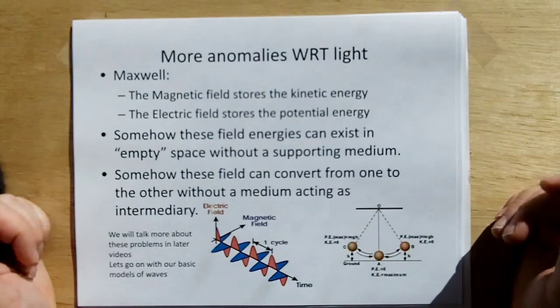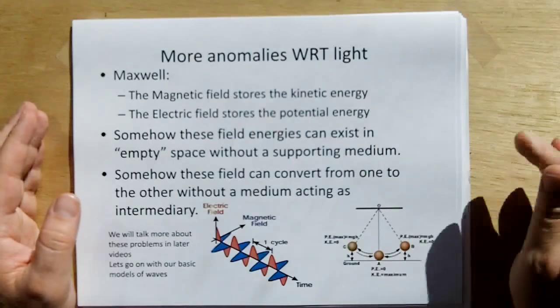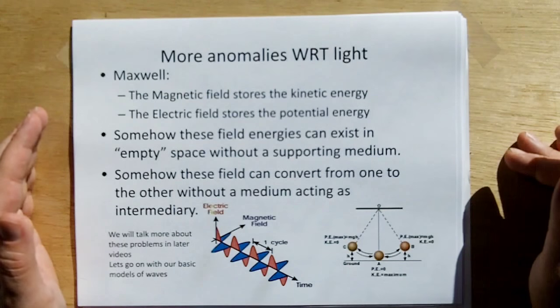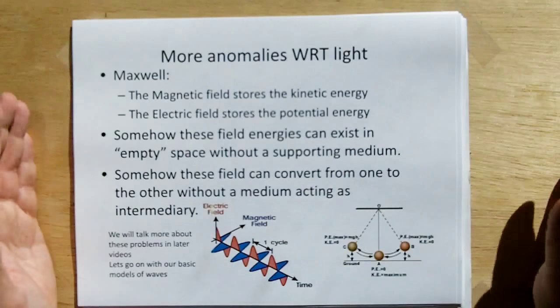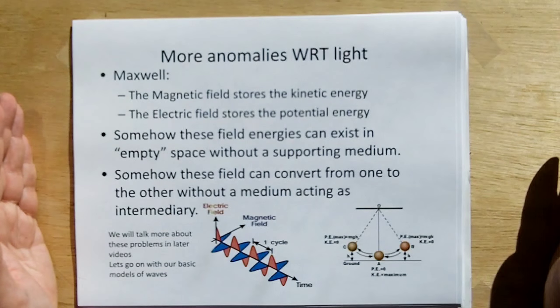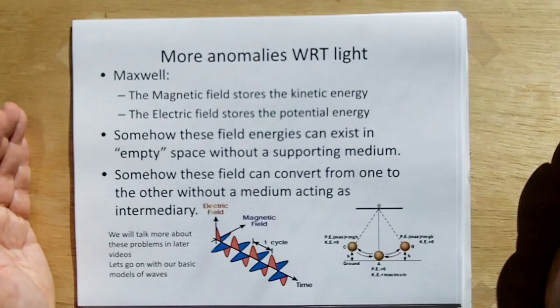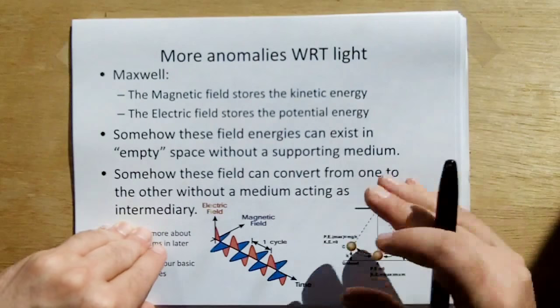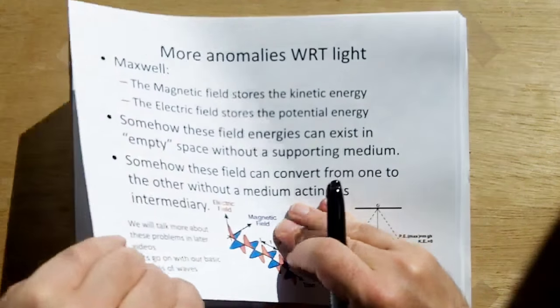Discussing Maxwell more, in his work in 1864, he specifically states that a magnetic field stores kinetic energy and an electric field stores potential energy. And somehow these field energies can exist in empty space without a supporting medium. I don't buy that. And somehow these fields can convert from one to the other without a medium acting as an intermediary. Sorry, I don't buy that either. And we'll talk about these problems later. Let's get on with our basic discussion of waves.